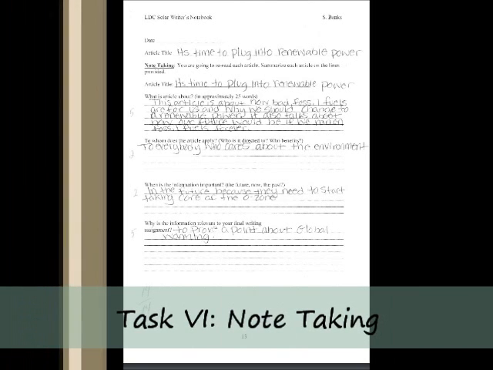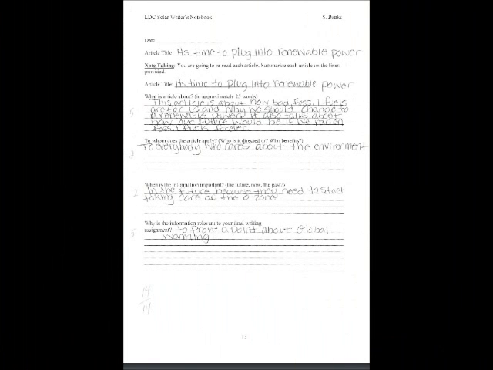I had them complete the note-taking activity so that they would better understand the articles and learn the importance of taking active notes while they're reading something scholarly.